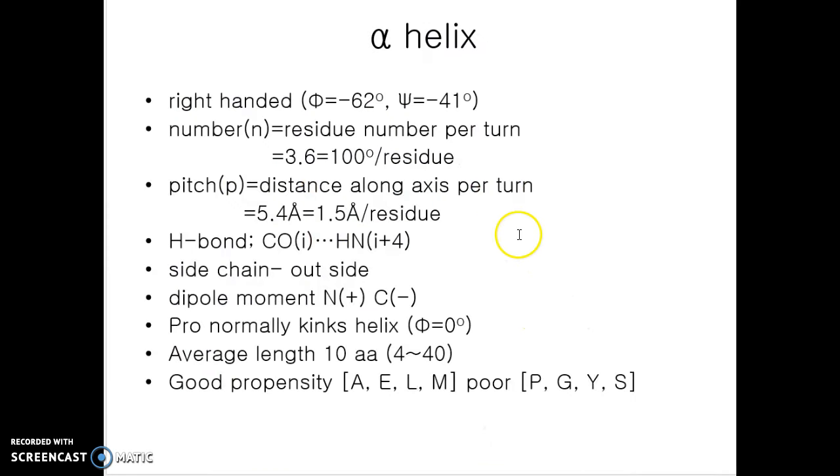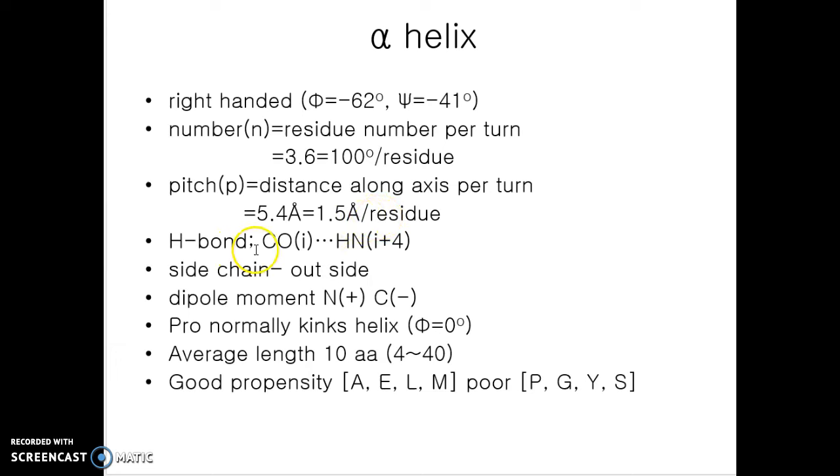This summarizes the features of alpha helix. It's right-handed. The phi torsion angle is minus 62 degrees, psi minus 41 degrees for a typical alpha helix, and 3.6 indicates 100 degrees per residue. P is 5.4 angstrom, meaning 1.5 angstrom per residue.